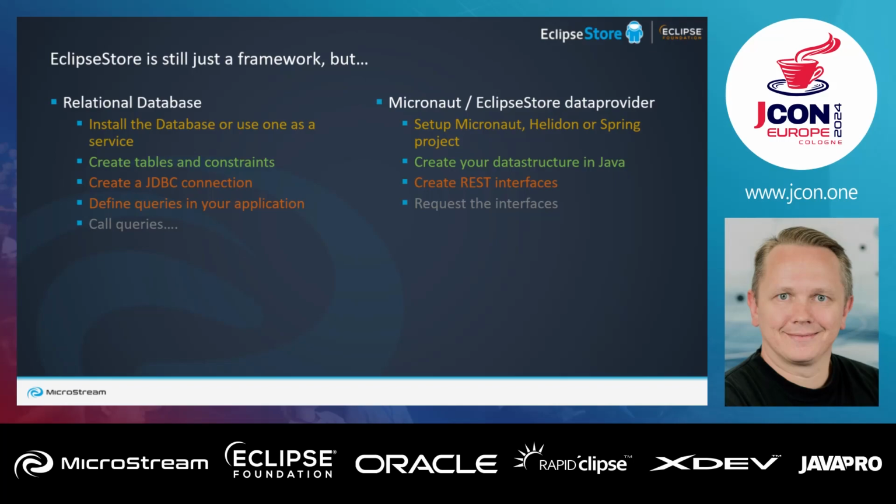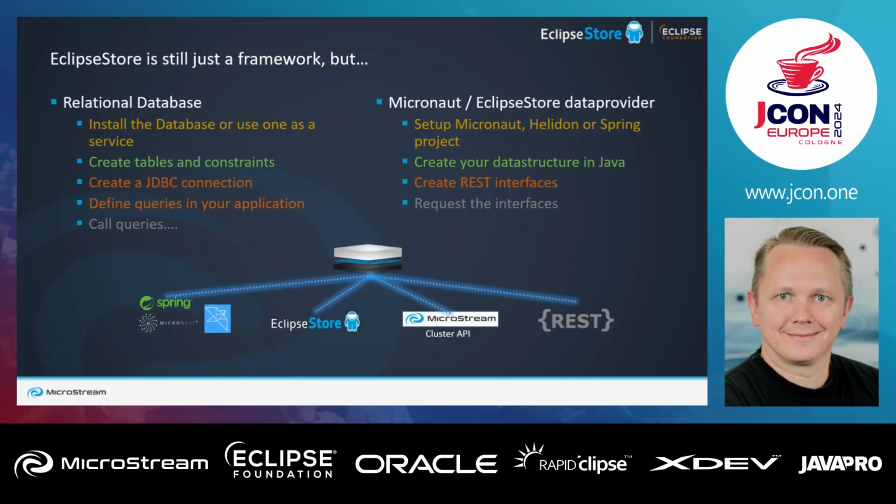And that was the idea. So just set up any Micronaut project, Helidon or Spring, create your own REST interfaces in it or your own data structure, and at the end your REST interfaces, and then deploy it to that cluster. And we take care to replicate the data in the background. And this works really great because we use technologies that are quite standardized. So we used Spring and Micronaut and so on, well standardized frameworks. Then we have EclipseStore in the middle, MicroStream as the cluster API, and REST, and that's it.